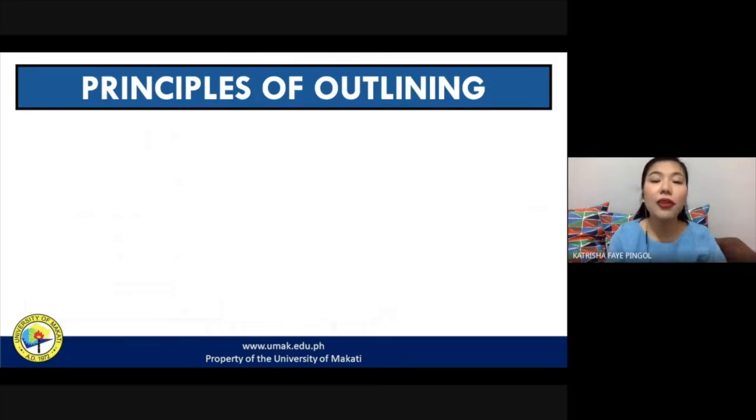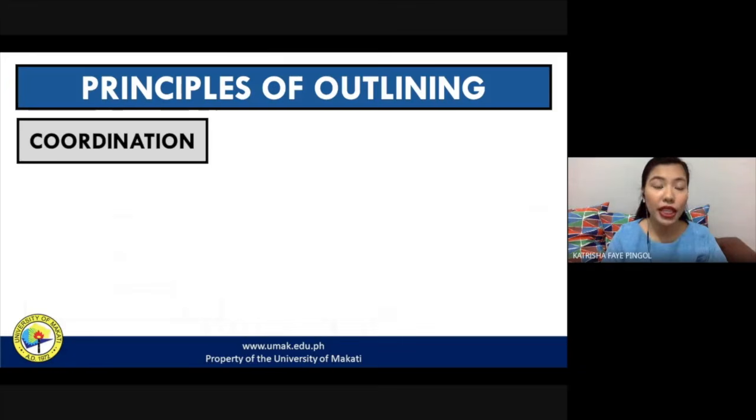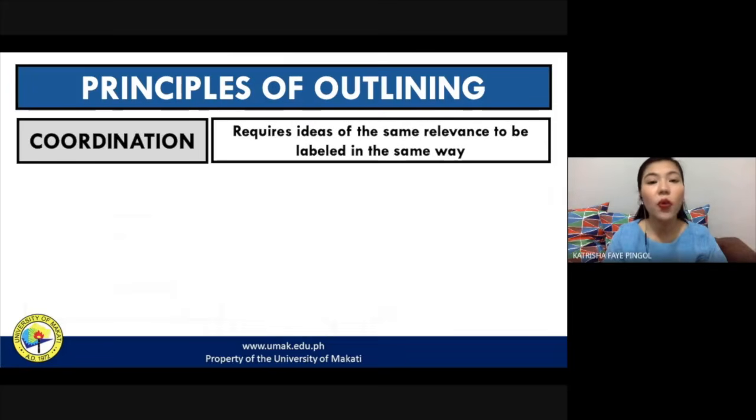Okay, now let's go to the principles of outlining. We already talked about subordination a while ago. Subordination is one of the principles of outlining. Okay, there are four basic rules or principles rather that we have to follow whenever we create our outlines. The first principle is coordination. When we say coordination, it is simply requiring ideas of the same relevance to be labeled in the same way. Okay, now what do we mean by relevance?